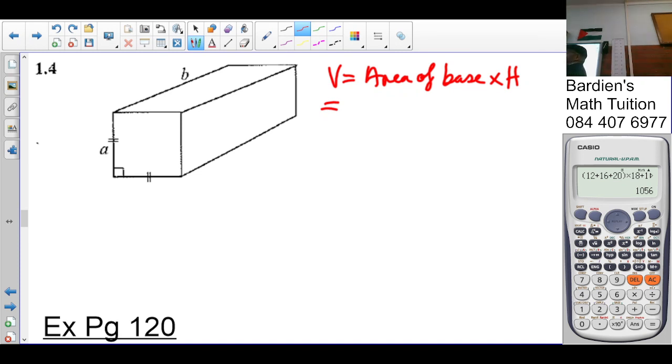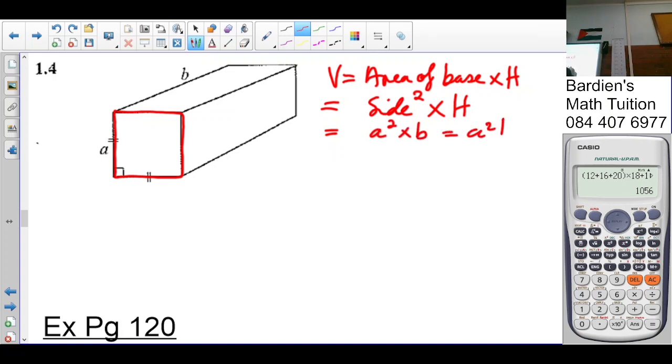How do you calculate the area of whatever shape this base is? The square base, not so? So how do you calculate the area of the base? Side times side, or side squared, times height. What's the length of the side here? A. So it's going to be a squared times b, which is a squared b. Not so? Simple, no?